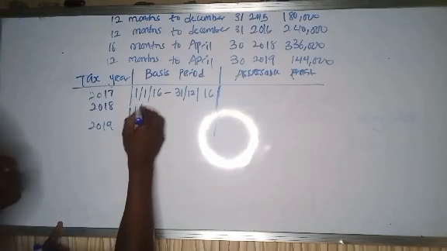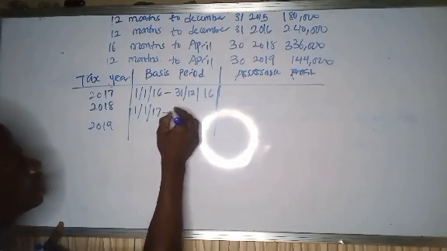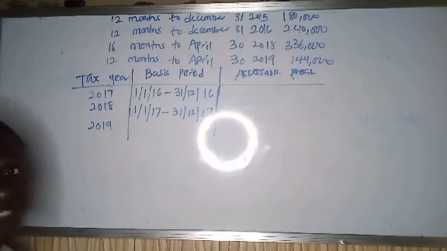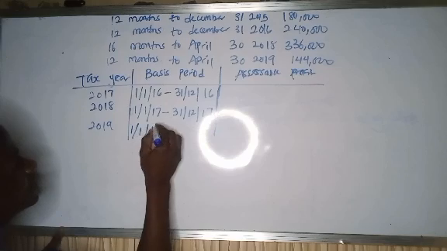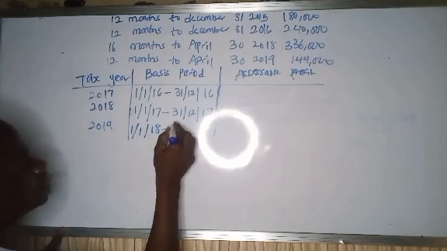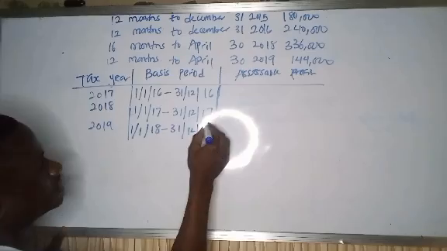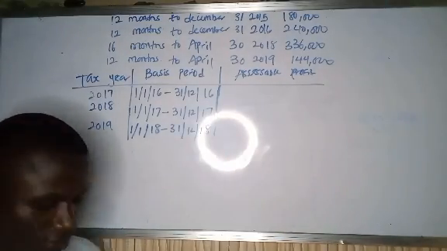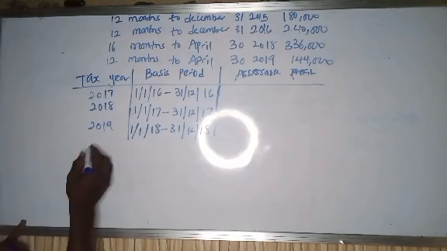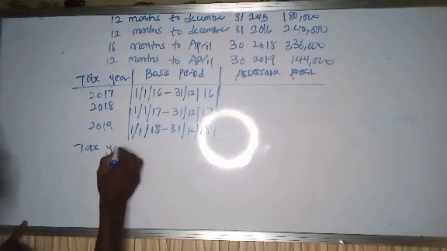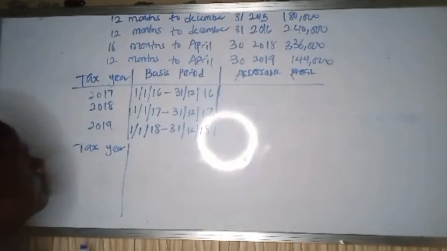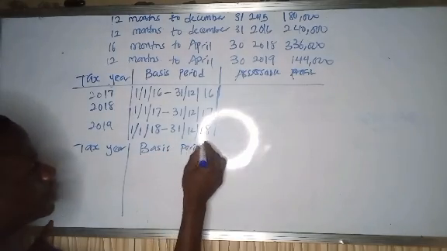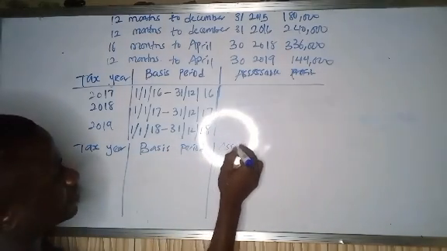So for 2018 it will be 1/1/17 to 31st December 17. And for 2019, same thing, it will be 1/1/18 to 31st December 18. This is for the old accounting period. Now let's go by the new accounting period according to what they changed it to. Same thing: tax year, basis period, and assessable profits.